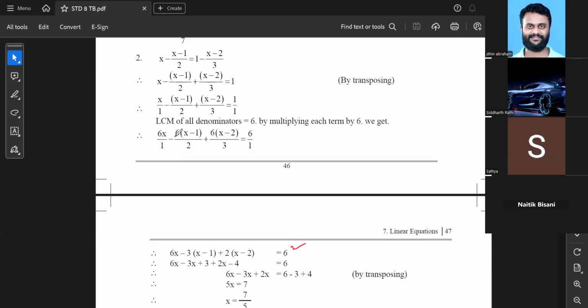See, previously I had told you that this 6 and 2 get cancelled with each other, and you'll be left with 3 in the numerator, and that is this 3. And over here, 6 divided by 3 becomes 2, and that is this 2. Okay? Sir. Yeah.